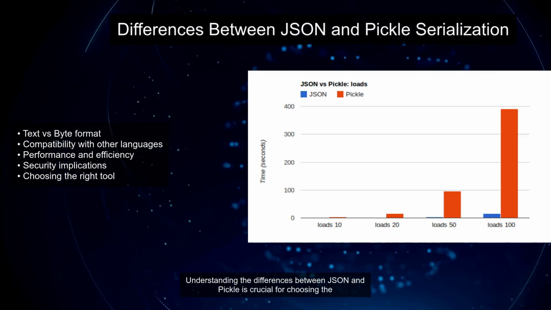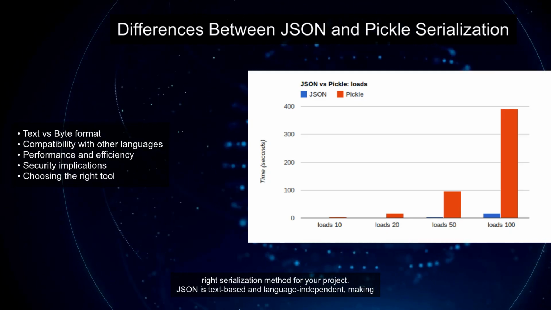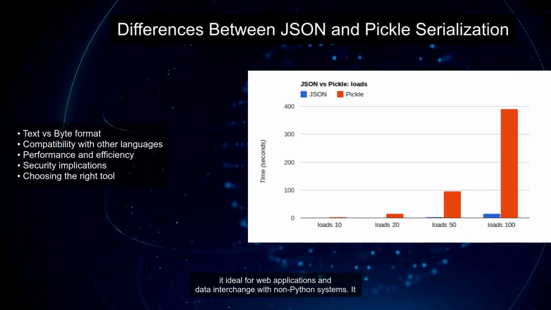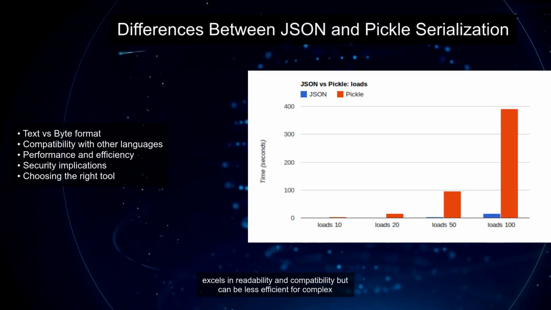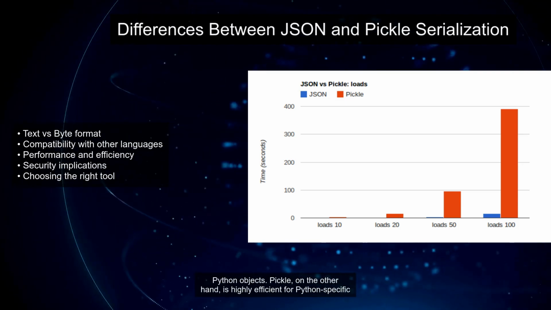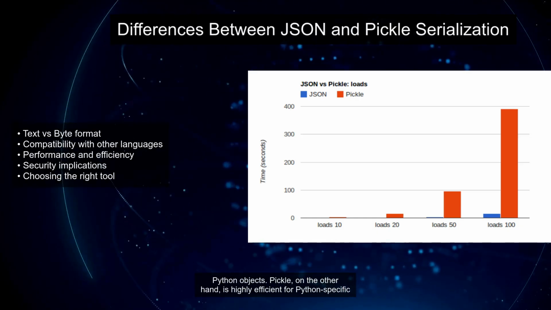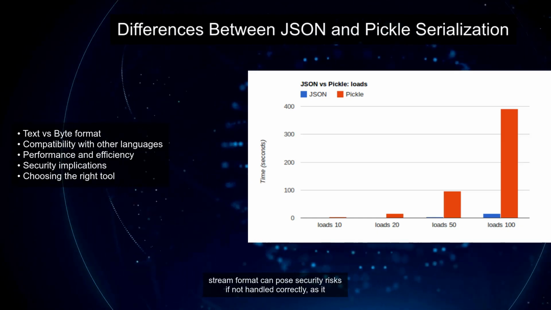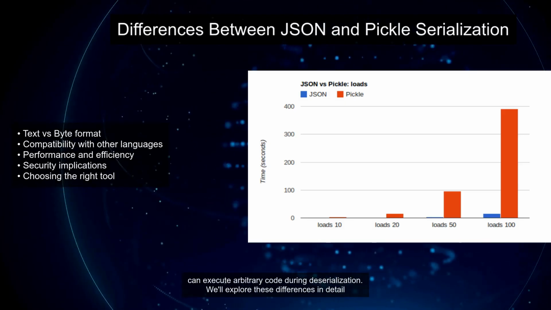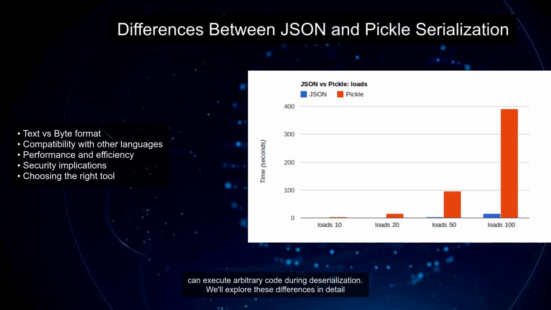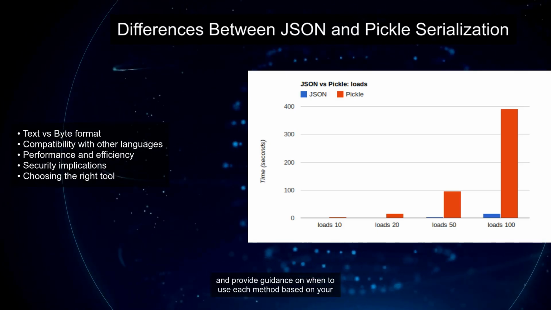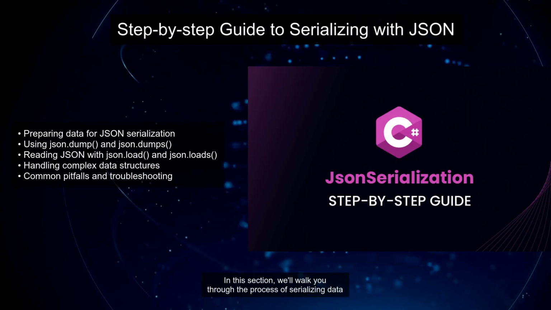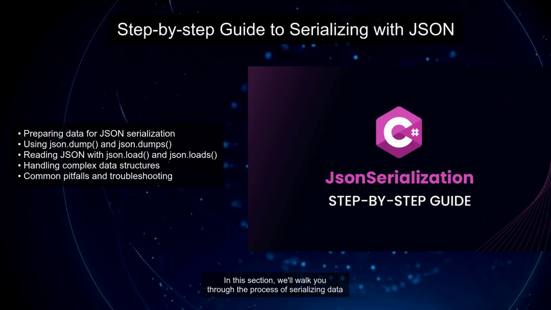Understanding the differences between JSON and Pickle is crucial for choosing the right serialization method for your project. JSON is text-based and language-independent, making it ideal for web applications and data interchange with non-Python systems. It excels in readability and compatibility but can be less efficient for complex Python objects. Pickle, on the other hand, is highly efficient for Python-specific data and supports a wider range of Python objects. However, its byte stream format can pose security risks if not handled correctly, as it can execute arbitrary code during deserialization. We'll explore these differences in detail and provide guidance on when to use each method based on your specific needs.